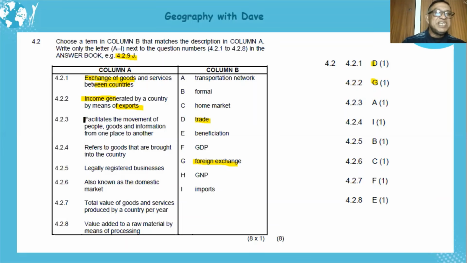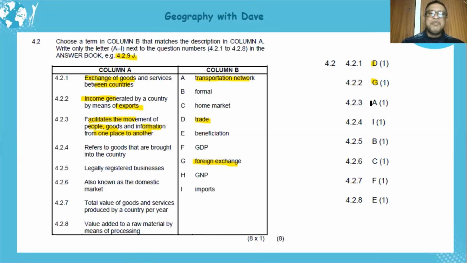Facilitates movement of people, goods, information from one place to another. What takes people around? They get transported, isn't it? That's how you make it out. Let me see if there's anything here. Yes, transport network. Can you see it?